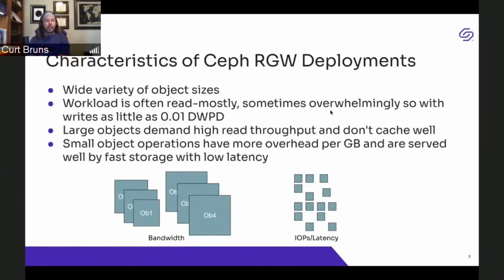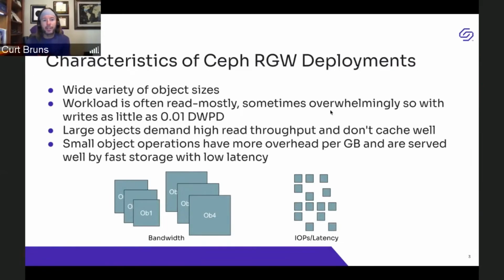So we're going to start at a high level, talking about what are the characteristics of a typical Ceph RADOS gateway deployment. And any of you that run a RADOS gateway know you get a wide variety of object sizes being stored in the cluster. Workload is very read intensive, mostly 80%. If it's a data center workload, it's probably 80% reads, 20% writes. If it's an AI workload, you're probably even more reads than writes. I've seen numbers up to like 5,000 to 1 reads to writes on an AI intensive workload, once a model's trained and you're just doing inference. So that's very small writes, like 0.01 drive writes per day type of activity into your backend.